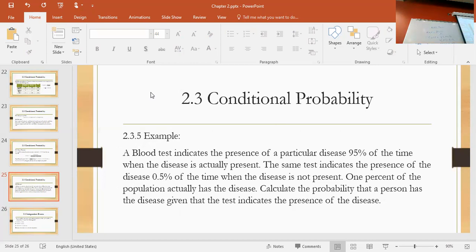What is the probability that the person selected at random has a disease? What is the probability that the randomly selected individual from this population has the disease? 1%, can you read the statement that says that? 1% of the population has the disease. We get it. So we want to use everything that we have. 0.01, 0.99.